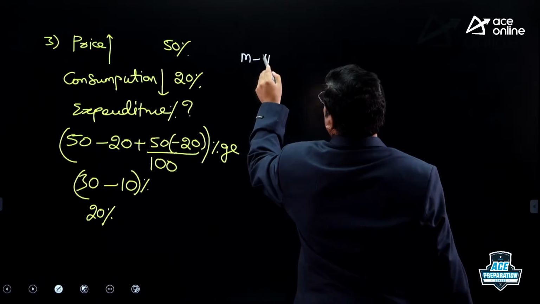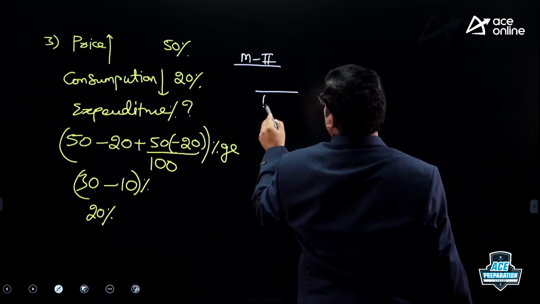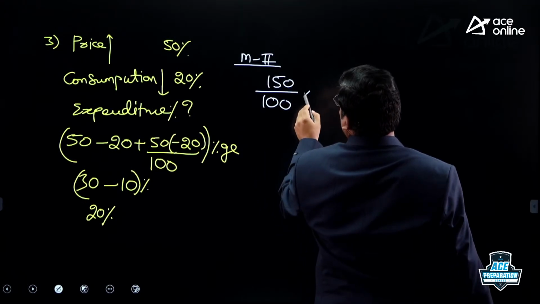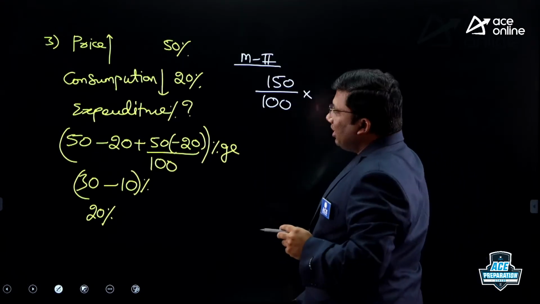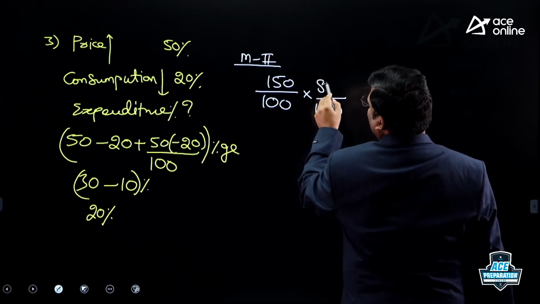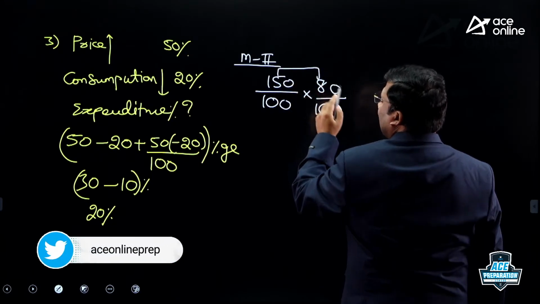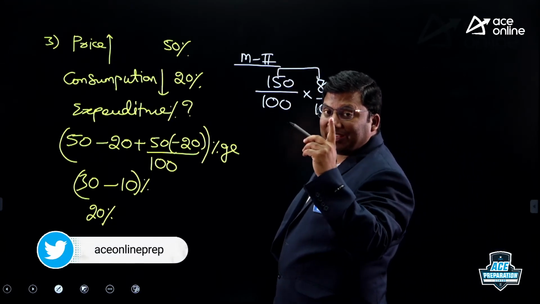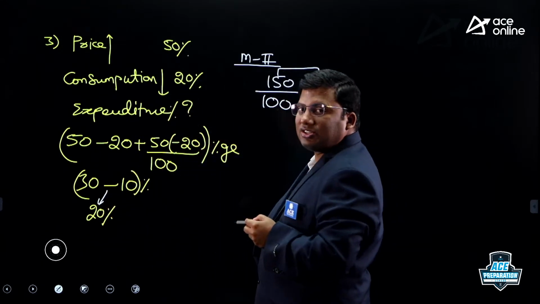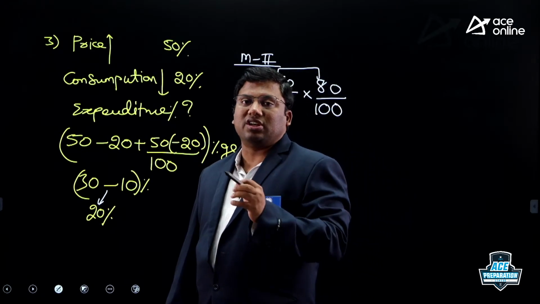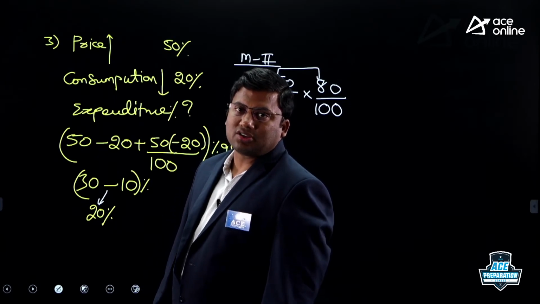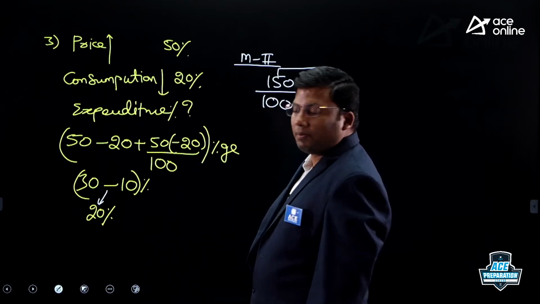See here, price increases by 50%, so on 100 it becomes 150. Consumption decreases by 20%, it is on 80. 15 8s are 120. 120, what is the rightmost non-zero digit? 2. Rightmost non-zero digit is an extremely important logic, sir.